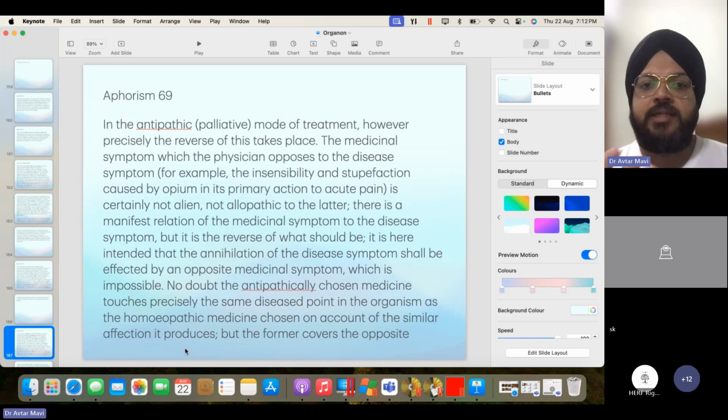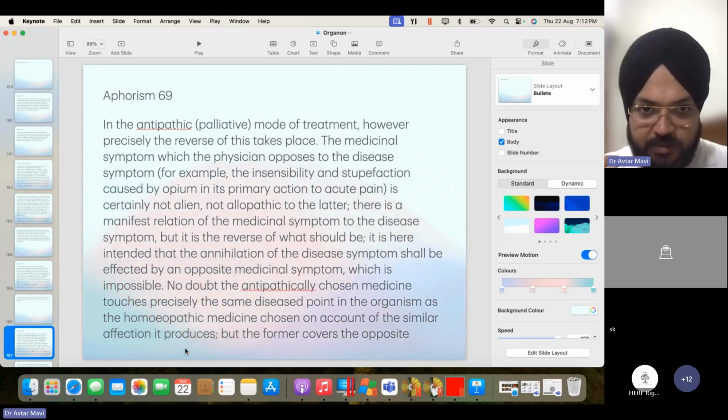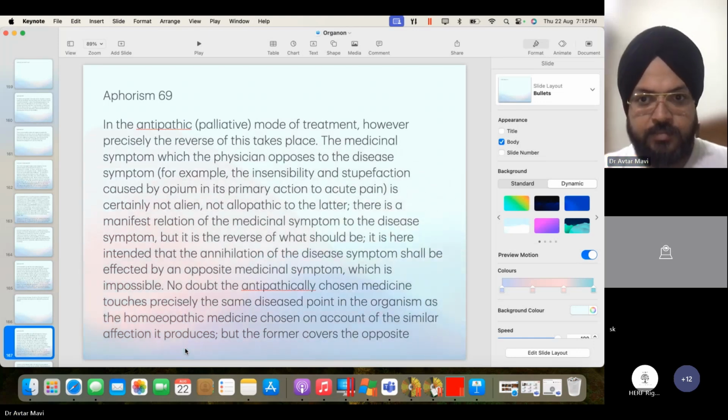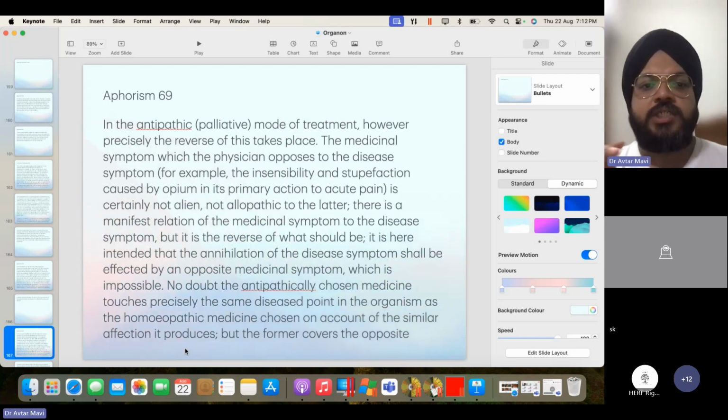When we are taking painkillers, the pain does not go away. They just make us insensible towards that pain. So when this kind of opposite action is produced in the body, the symptom is certainly not alien, not allopathic, to the disease symptom. There is a manifest relation of the medicinal symptom to the disease symptom, but it is the reverse of what it should be. If you remember the allopathic way, Dr. Hahnemann has told that this is a heteropathic way.